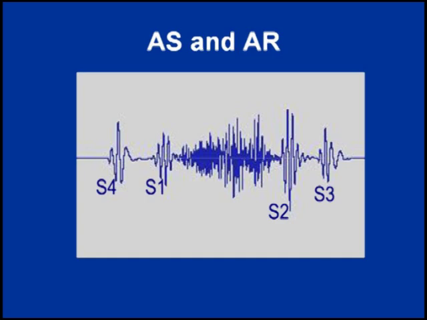Listen to a patient with aortic stenosis and both a third and a fourth heart sound. I will begin with the fourth heart sound, then add the third sound, and finally the murmur.